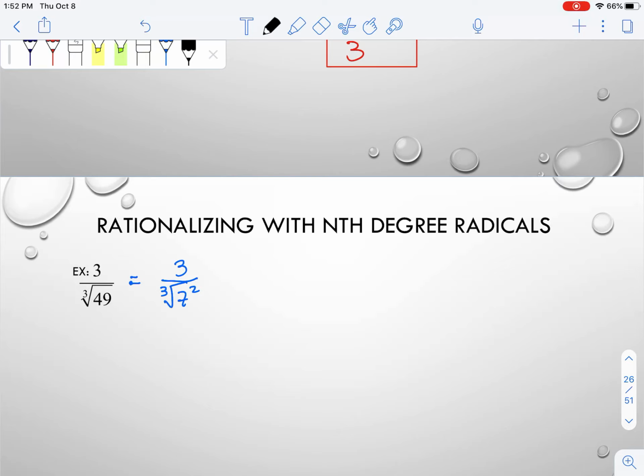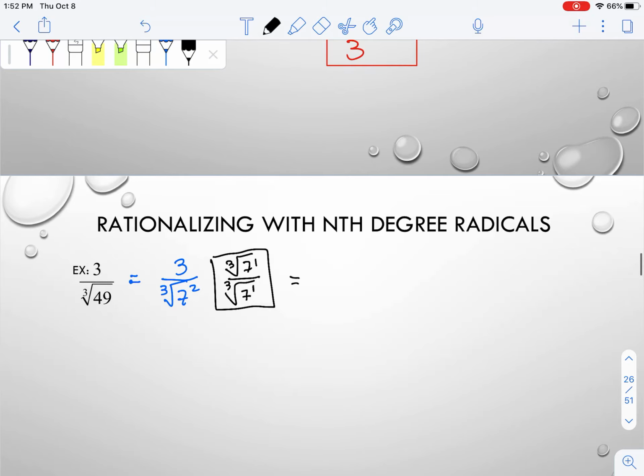So basically my first step here in blue, I just rewrote it. I turned my 49 into 7 squared. Now, my giant 1, I already have 2 7s, so I just need 1 more. So now my denominator is the cube root of 7 cubed, which I know the cube and the cube root are going to cancel.